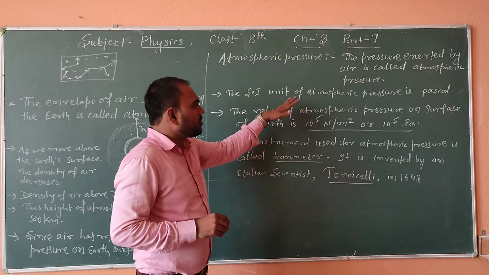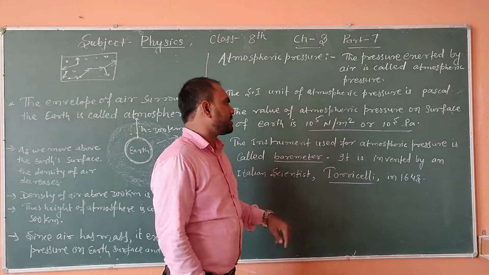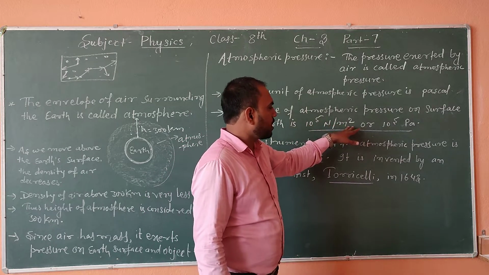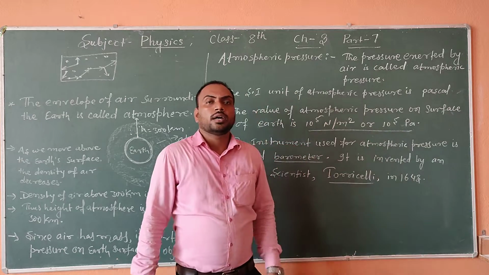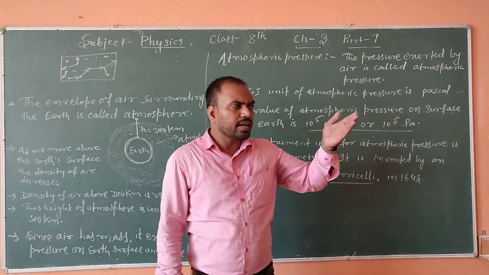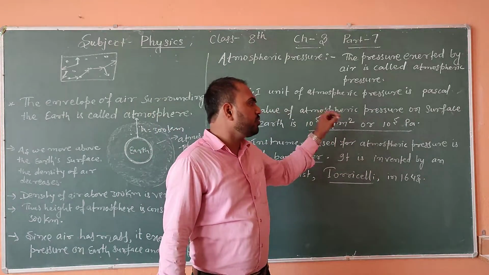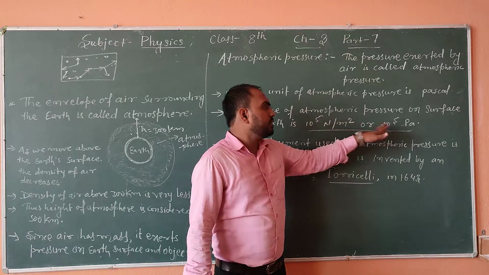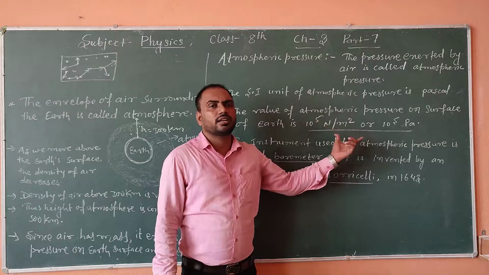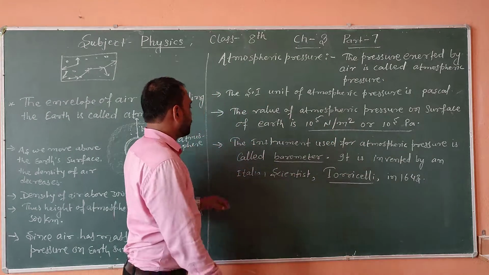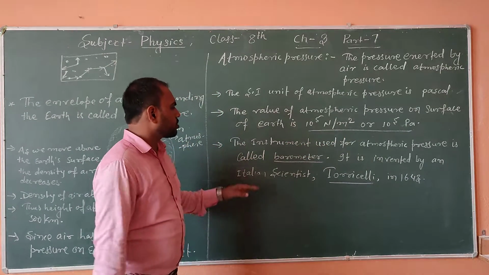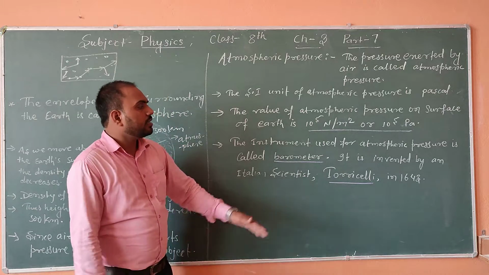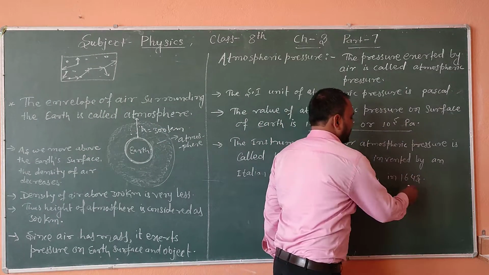The SI unit of atmospheric pressure is Pascal, as the SI unit of pressure is Pascal. The value of atmospheric pressure on the surface of Earth is 10 to the power 5 Newton per meter square, or 10 to the power 5 Pascal. It is a general observation that the atmospheric pressure on any object on a particular unit area, measured on the ground, is 10 to the power 5 Pascal, which is the standard approximate value all over the surface of Earth. The instrument used for measuring atmospheric pressure is called a barometer, and it was invented by an Italian scientist, Torricelli, in 1643.